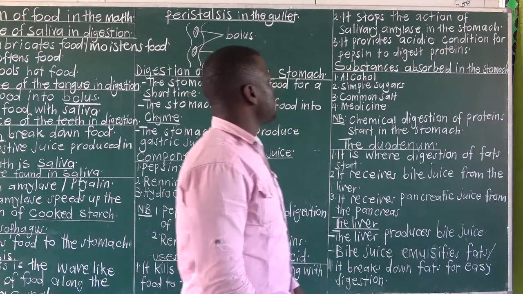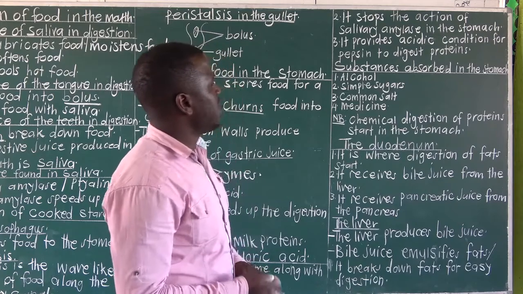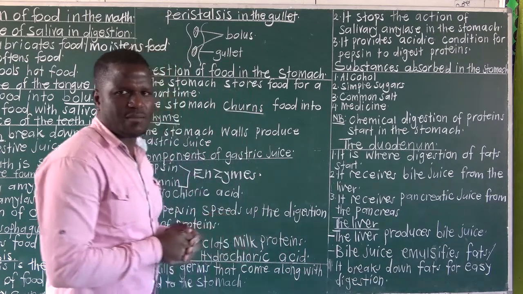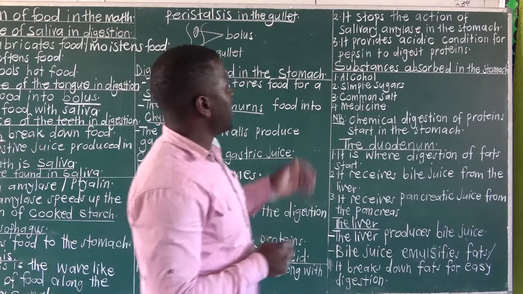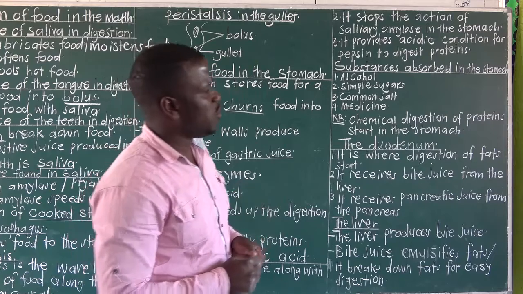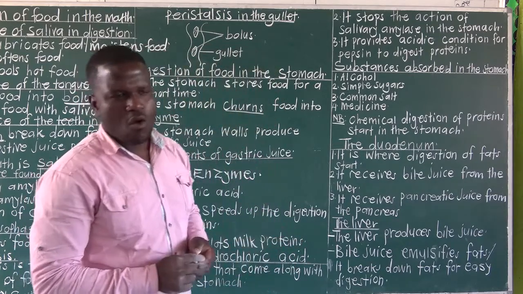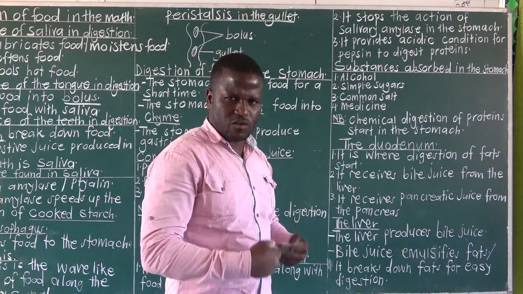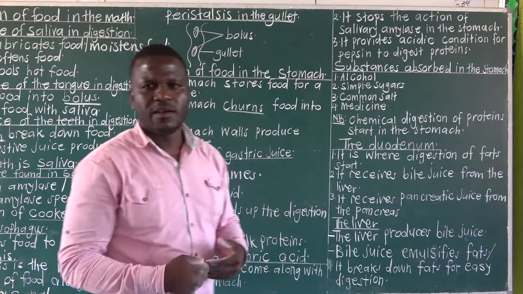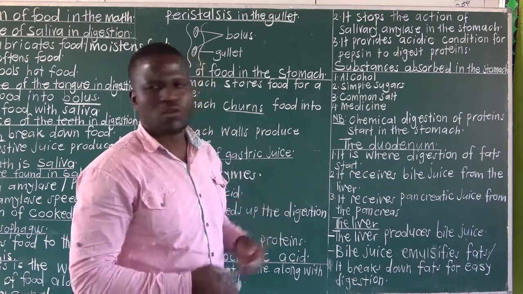Then we have another function of the hydrochloric acid. It stops the action of salivary amylase in the stomach. Now, salivary amylase speeds up the digestion of cooked starch in the mouth. When you swallow that food, as it goes to the stomach, remember that food has salivary amylase. So when that food reaches the stomach, the action of salivary amylase stops because of hydrochloric acid.